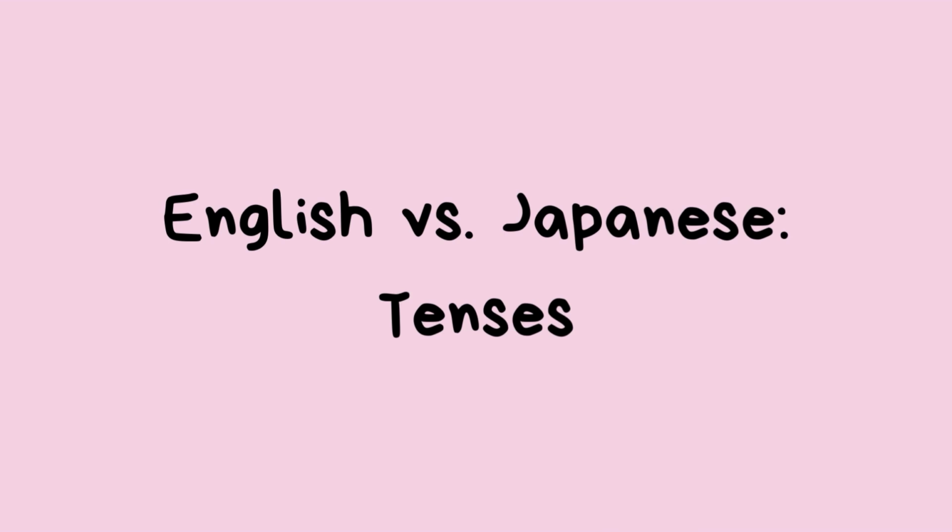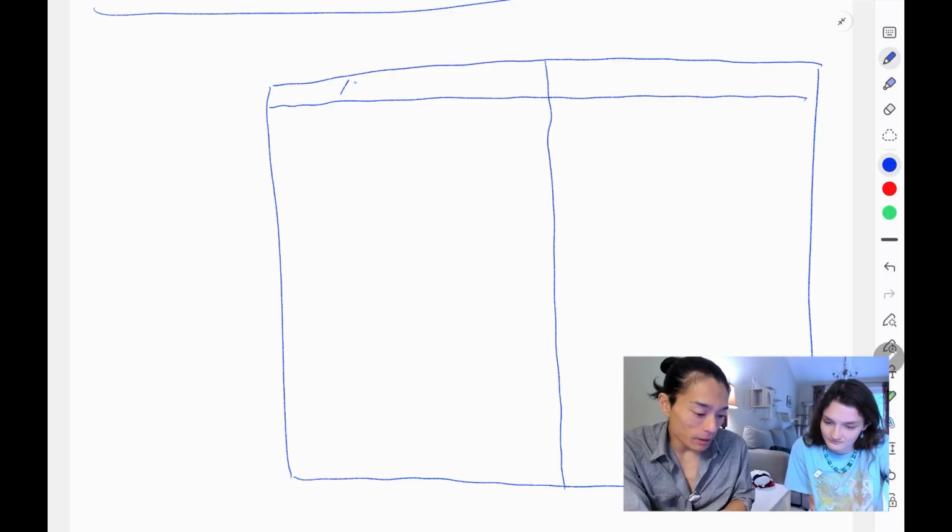Let's talk about English. English has present tense, future tense, and past tense, mainly three tenses. Japanese only has two tenses. Past is alone, and present and future are one tense. We call it non-past, which includes both present and future. You might wonder then, how do you figure out between present and future?